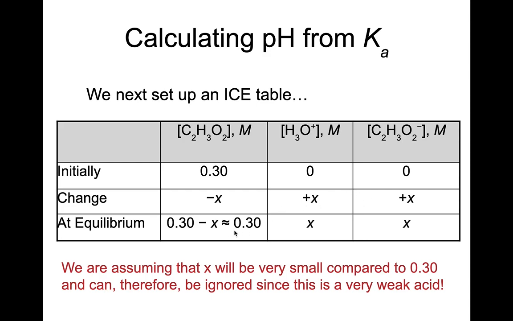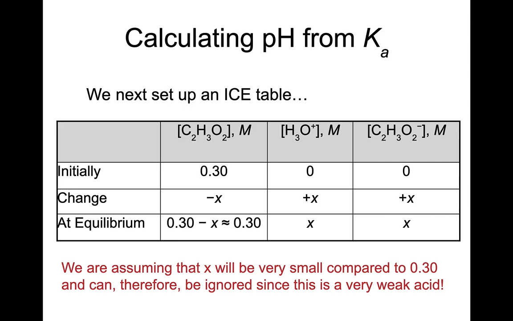Now we've made an assumption here for our equilibrium concentration of our reactant. Just like the last example when we saw that x came out to be a very small number, and so subtracting it had really no effect, we're going to assume that x is again going to be very small compared to 0.3, and therefore will be considered negligible. We're going to ignore it since we know that this is a weak acid. We know that not a whole lot of it is going to be dissociating.